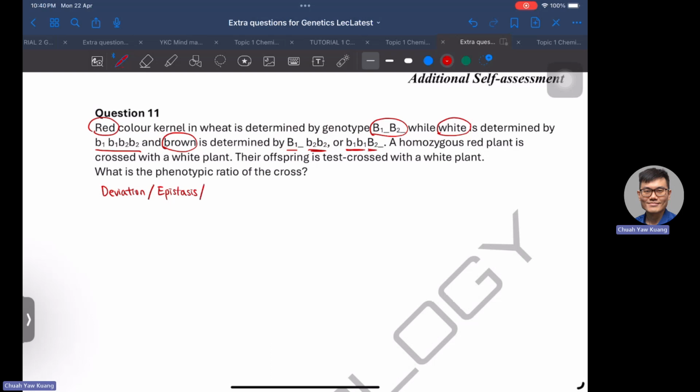For deviation, epistasis, to solve these types of questions, we still use the Punnett square, and the method is still the type 1 method, because the type 2 method is only for linked genes. So epistasis is still under type 1. Since it's type 1, the first step, of course, is to find the genotype of the parent.